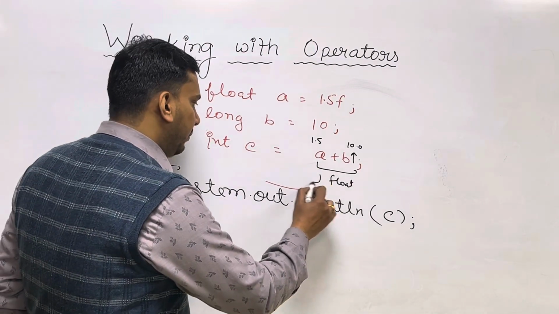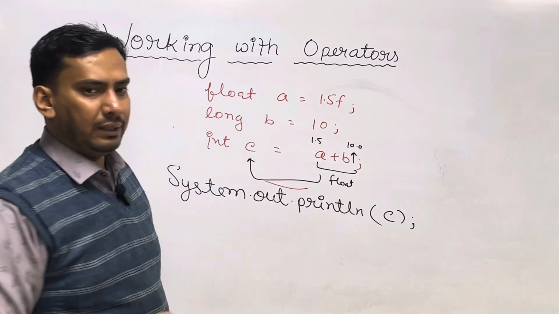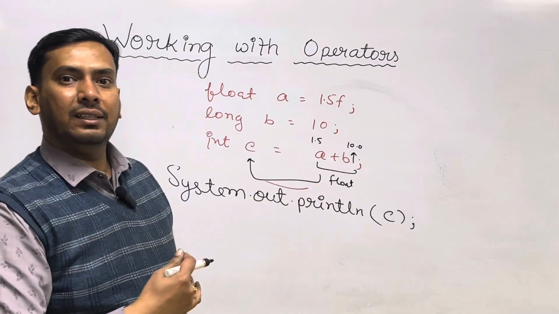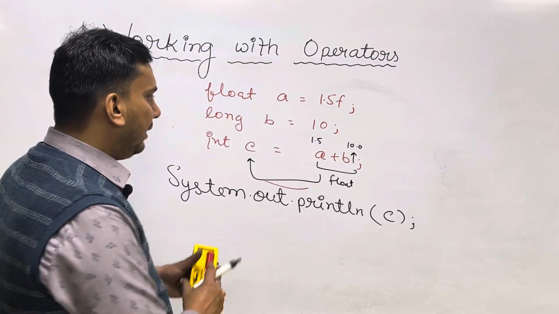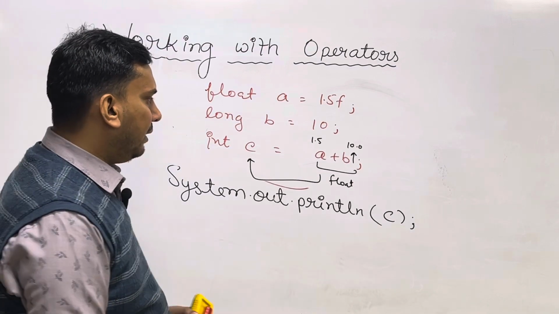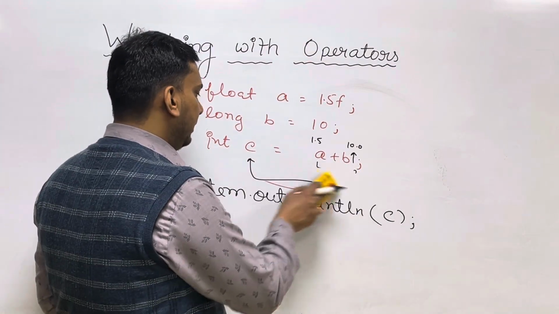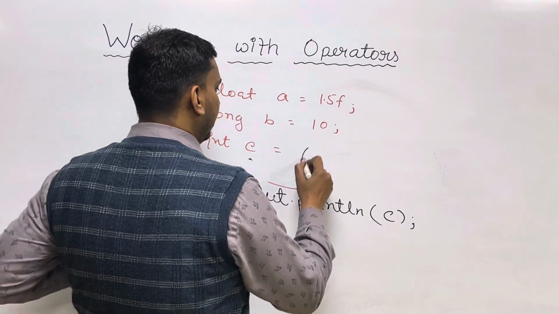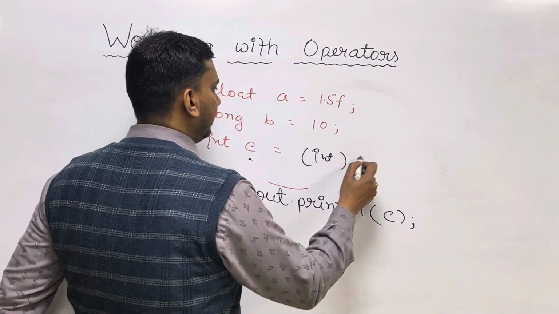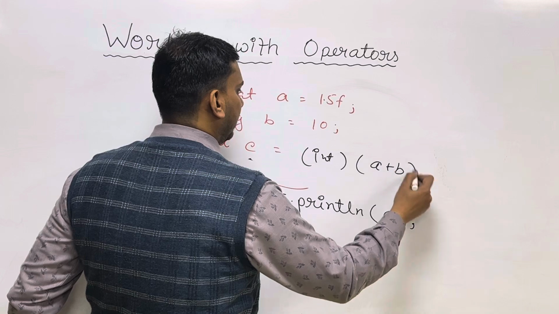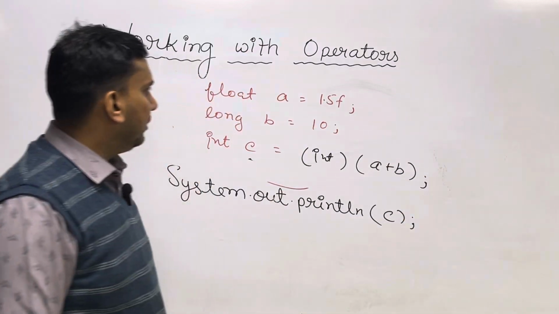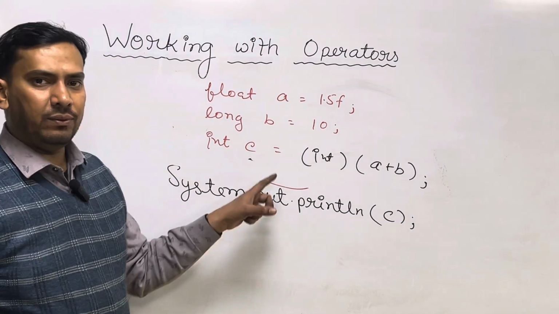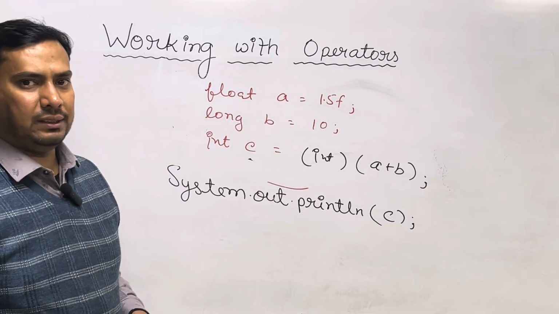Now the 11.5 I am trying to assign to int. Float to int is narrowing. It means this code will not compile; it has to be written like this: int c is equal to (int) of a plus b. So these are certain rules while working with the operators in Java.